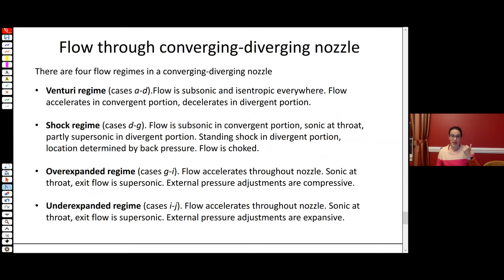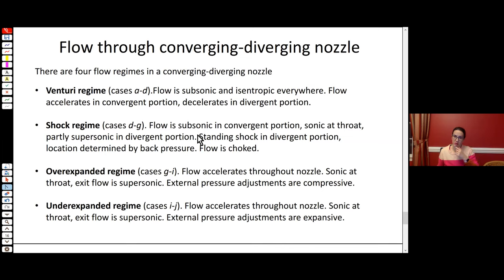So the example we looked at was the shock regime, where the flow was subsonic and the convergent portion reached a Mach number of one at the throat and then accelerated until the exit of our converging diverging nozzle, where we had a Mach number of 5.53. But in general, there's four different scenarios for a converging diverging nozzle. The Venturi regime, where the flow is subsonic everywhere through the nozzle. The shock regime, where it's subsonic up to the throat and then supersonic, but we have a standing shock somewhere in the diverging portion after the throat, right?